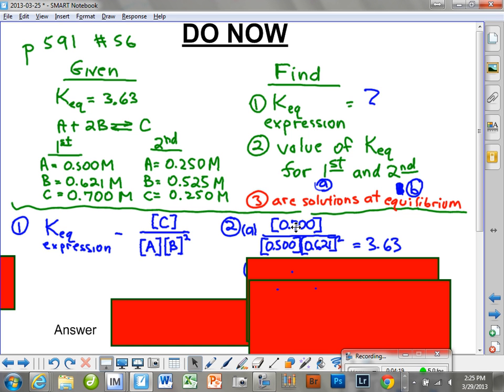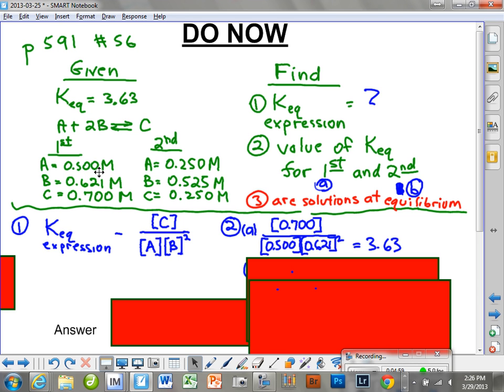So we fill in C with 0.700, and we fill in B with 0.62. I've got these reversed. They shouldn't be reversed, but anyway, B's over here. It really doesn't matter, but B is squared, so I've got that right. And then we've got 5 for letter A. When you square this and work the numbers, you wind up with 3.63. Isn't that interesting? That's how this set of numbers relates to the K of equilibrium. So what do you think?